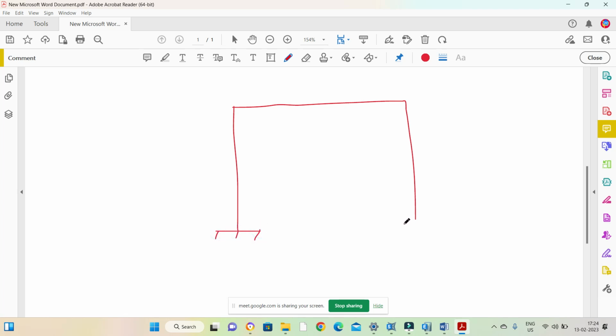Let us consider one simple frame, a portal frame. And I am applying lateral displacement or lateral force, whatever. So I'm applying the force, and this is going to deform. Let us consider this is the deformed shape.